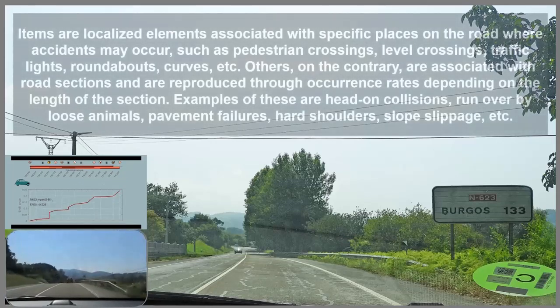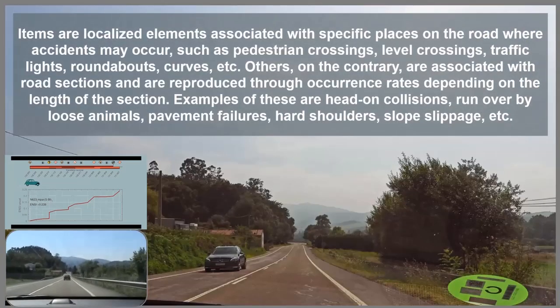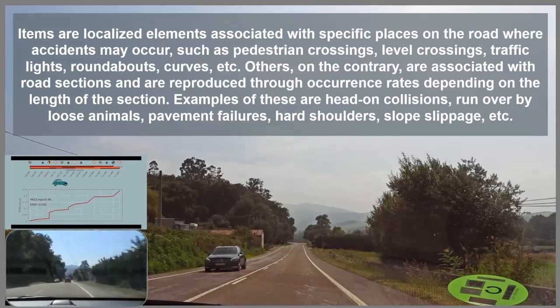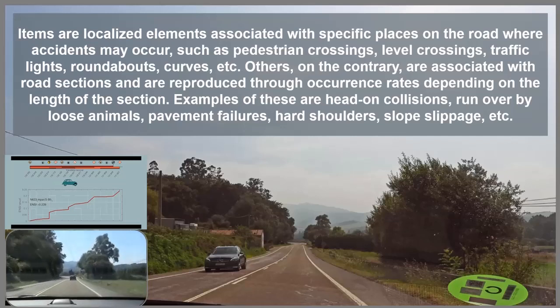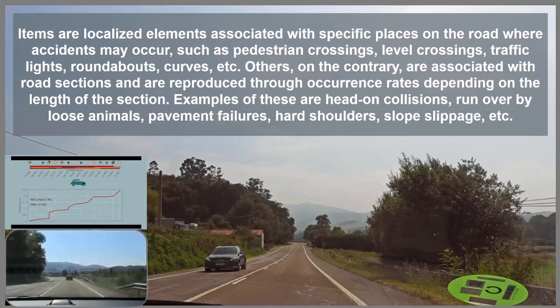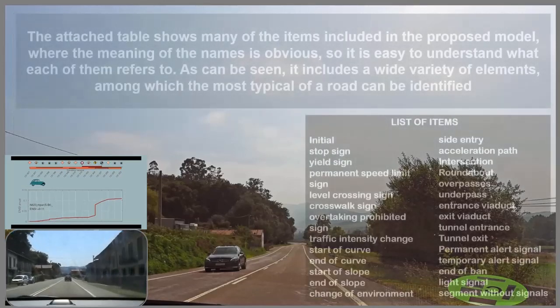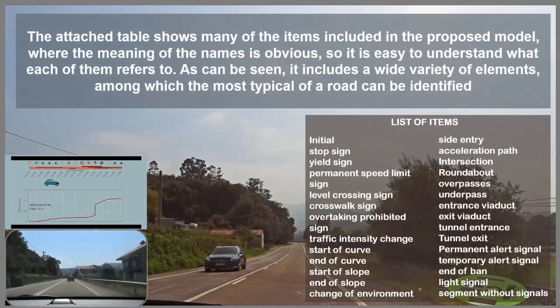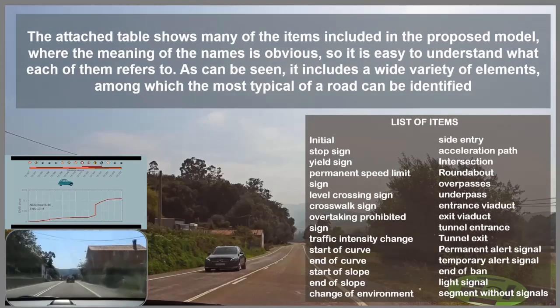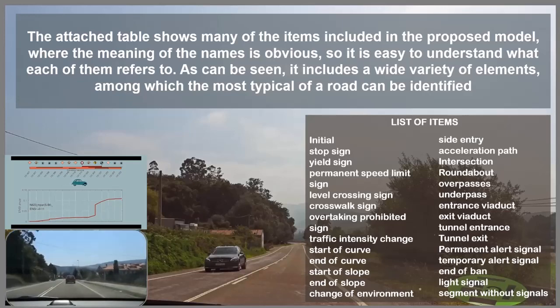Items are localized elements associated with specific places on the road where accidents may occur, such as pedestrian crossings, level crossings, traffic lights, roundabouts, curves, etc. Others, on the contrary, are associated with road sections and are reproduced through occurrence rates, depending on the length of the section. Examples of these are head-on collisions, run over by loose animals, pavement failures, hard shoulders, slope slippage, etc. The attached table shows many of the items included in the proposed model, where the meaning of the names is obvious, so it is easy to understand what each of them refers to.